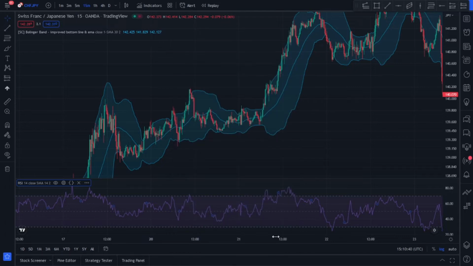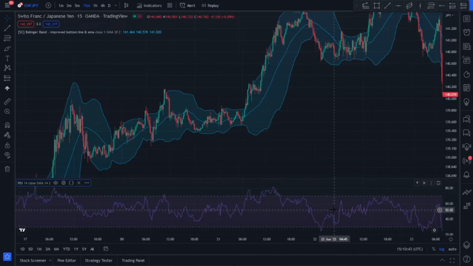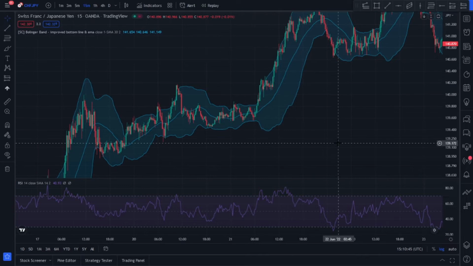This strategy can be used in all markets and has a win rate of 80%. Also, according to the rules of this strategy, we use risk to reward too. Let's go to the chart to show you in practice how our strategy works.